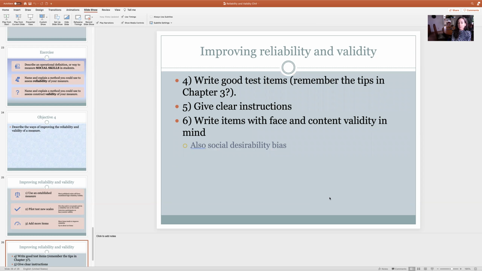Next is writing good test items. Remember those tips in chapter 3 about writing survey items. Using those tips will help you to get a more reliable and valid test. Giving very clear instructions and making sure your instructions are the same every time you give the test will reduce that random error. Writing items with face and content validity in mind: are you covering the scope? Does this look like it's measuring the item? Also, write items with social desirability bias in mind, because you have to be careful that you're not going to trigger people's social desirability bias.